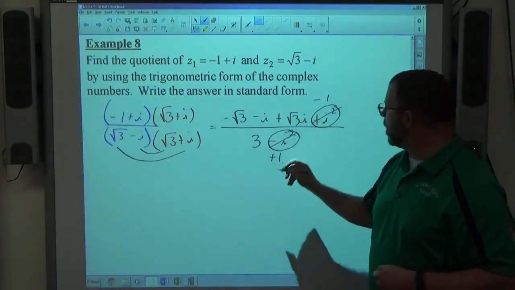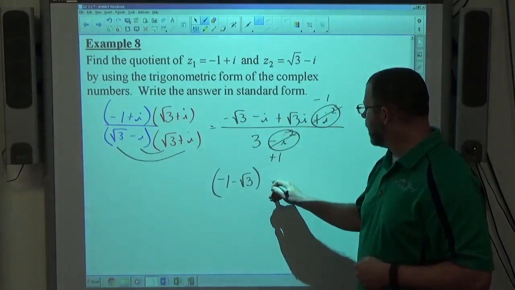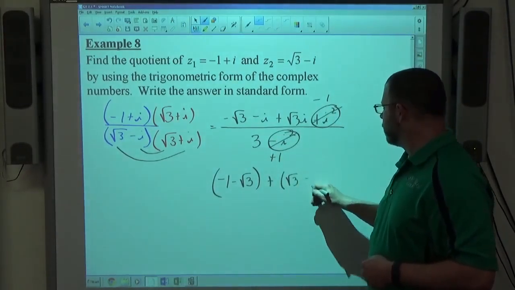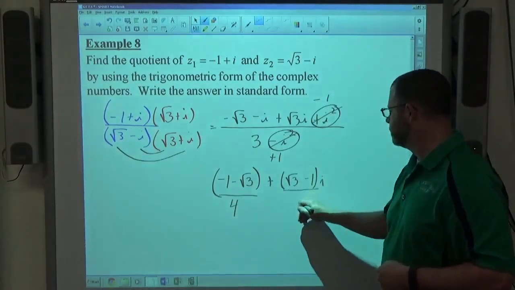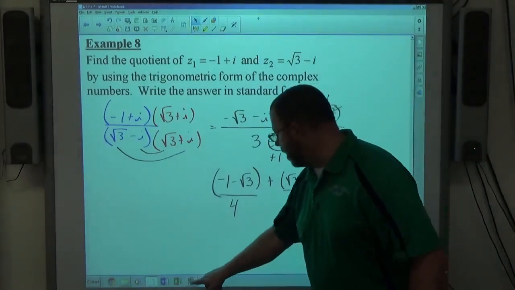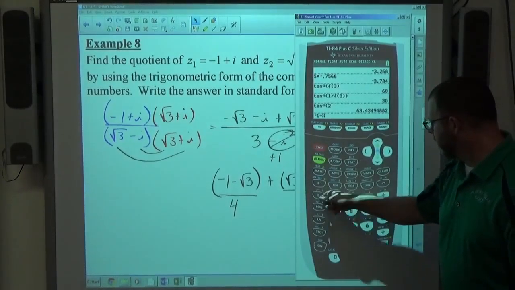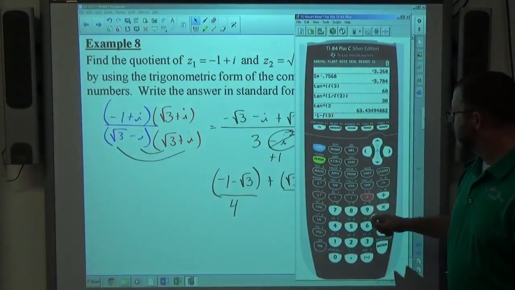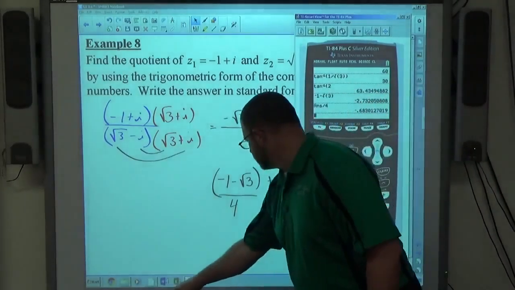So we end up with reals of -1 minus the square root of 3. That's the real part on top. And plus the square root of 3 minus 1 times i, all over 4. We separate them into two separate pieces like that. So again, back in Algebra 2, that's how we would have done it. If I were to get a calculator out to approximate the values of these, -1 minus the square root of 3 divided by 4 comes out to -0.6830.